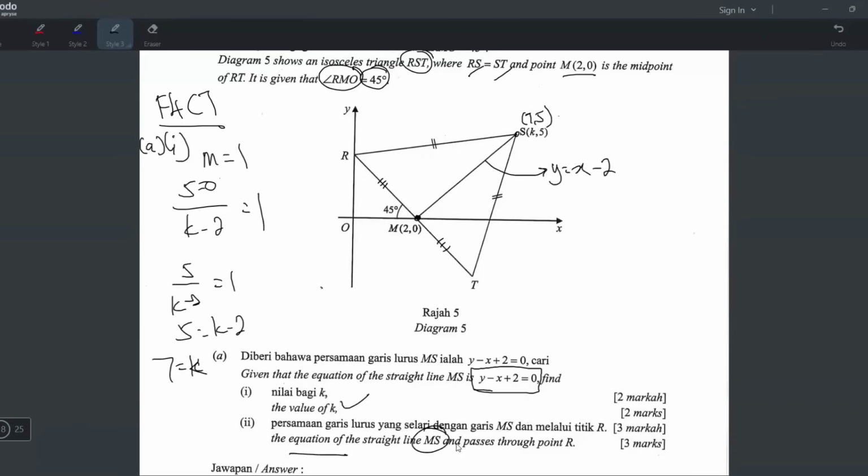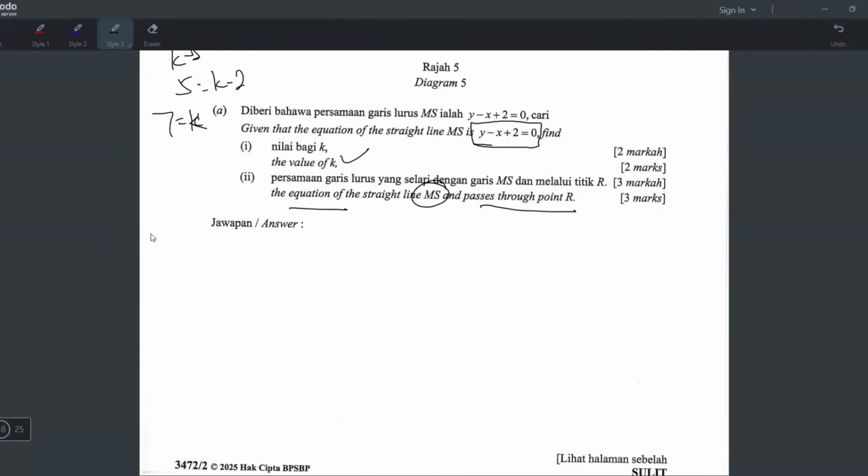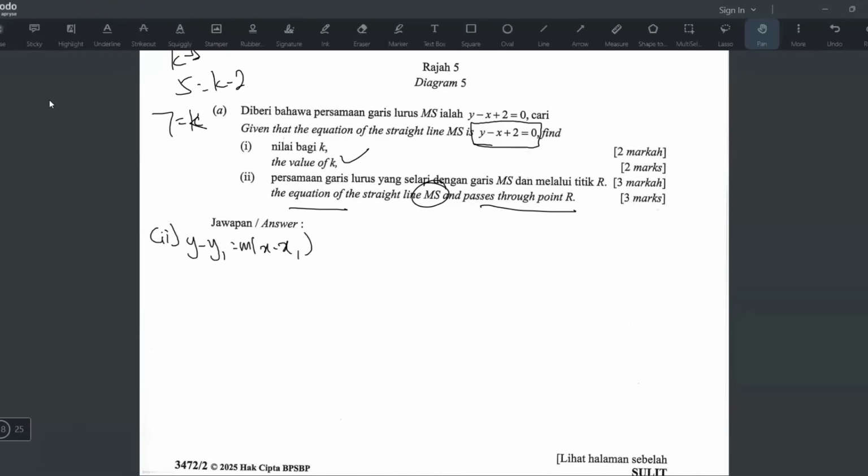Question 2. Find the equation of the straight line MS that passes through point R. The moment you see the words "find equation of straight line" in Addmaths, you will always use this formula: y minus y1 equals gradient times x minus x1. That's how you find the equation of a straight line in Addmaths. Of course, you can also do y equals mx plus c, but that one usually we use in Maths. Okay, how to find MS's equation?